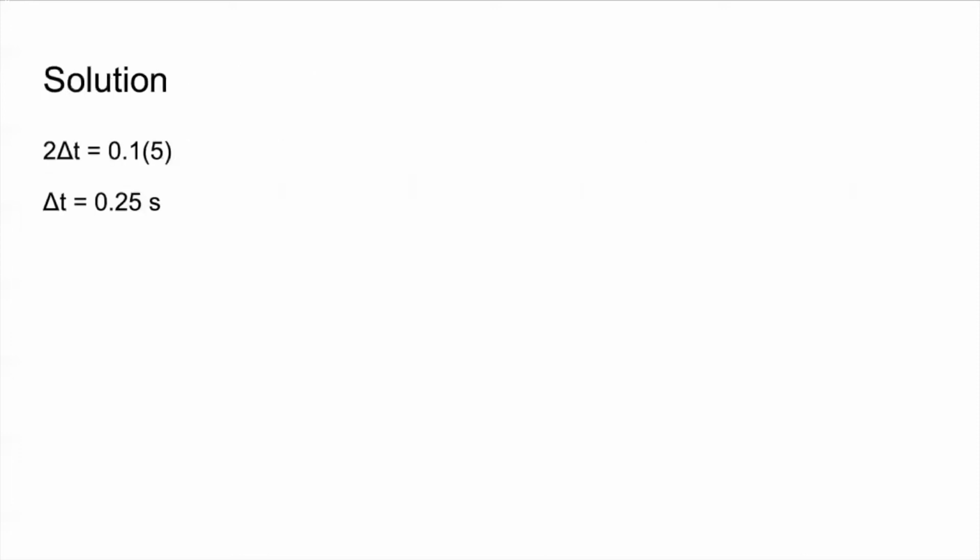So you just use the impulse momentum theorem, and you plug in the values you know. You know the force is 2, the mass is 0.1, and since the ball did not bounce up, that means that its final velocity is 0, so the change in velocity is 5. And you can get that delta t is equal to 0.25 seconds.